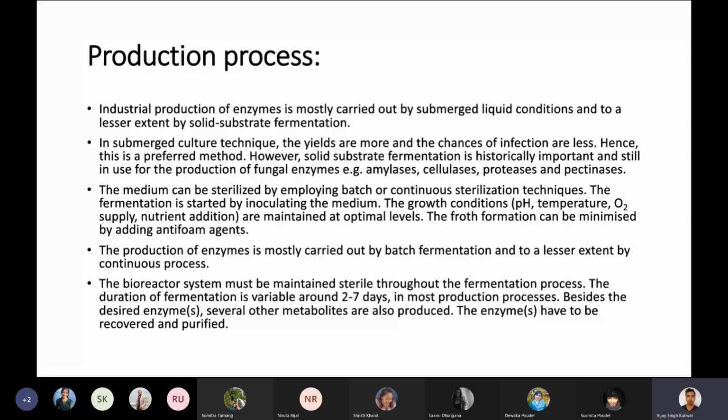The medium can be sterilized by employing batch or continuous sterilization techniques. The fermentation is started by inoculating the medium. The growth conditions, pH, temperature, oxygen supply, nutrient addition are maintained at optimal levels. The froth formation can be minimized by adding anti-foam agents. So your batch and continuous process bioreactor.